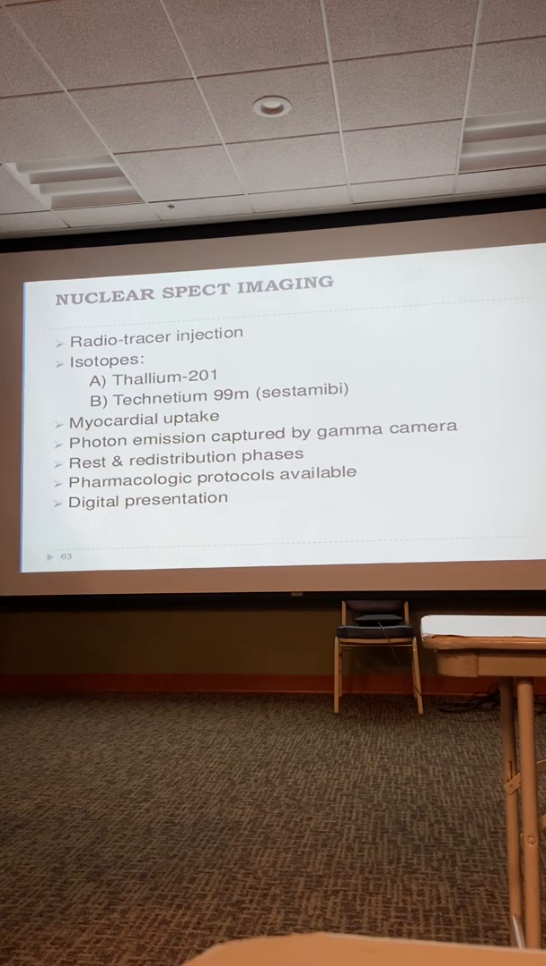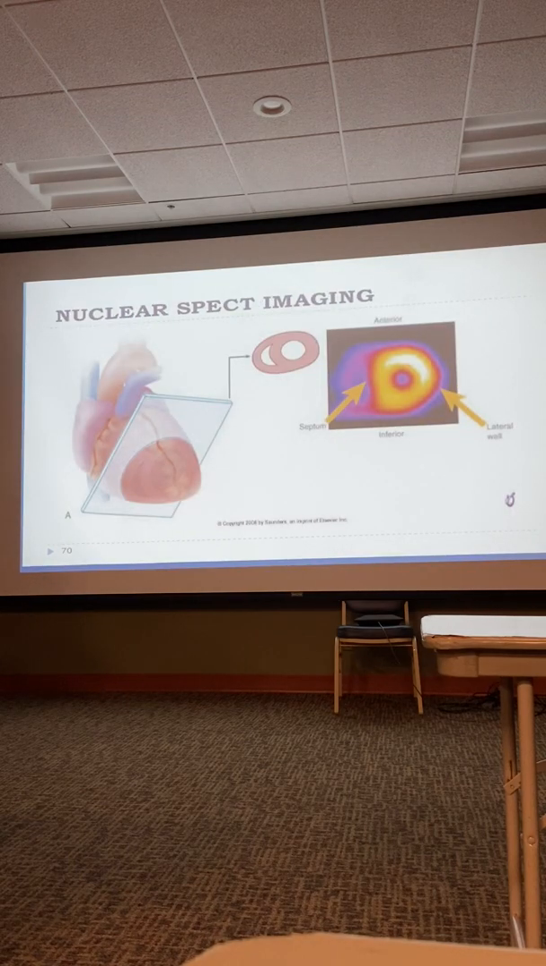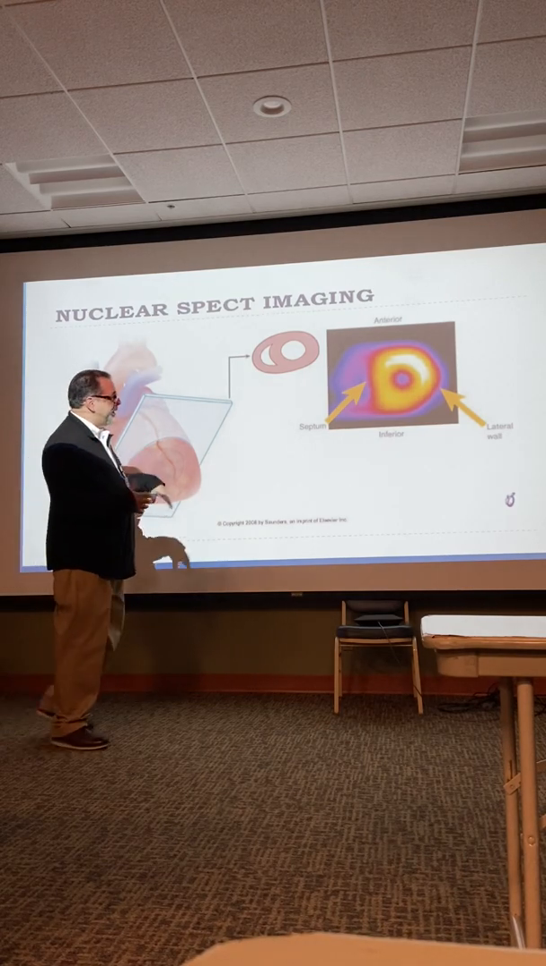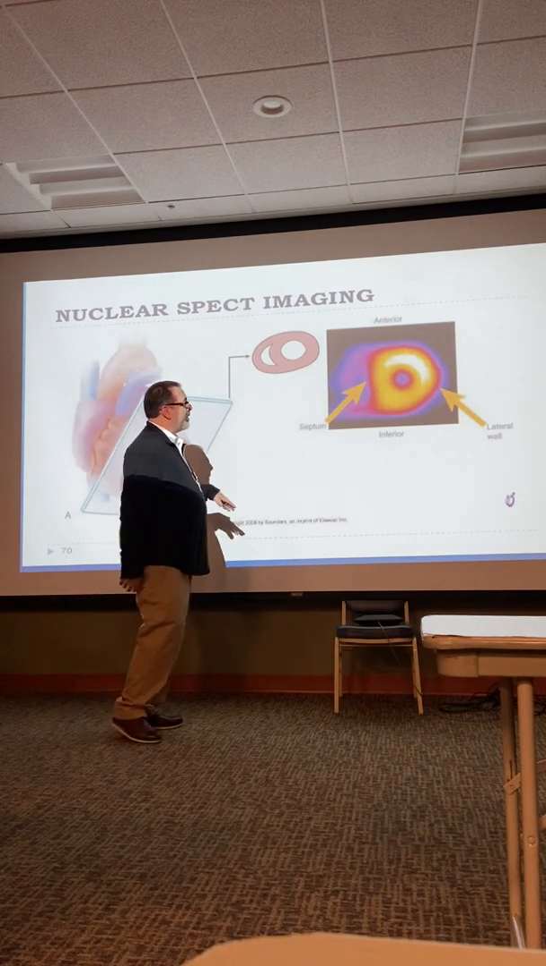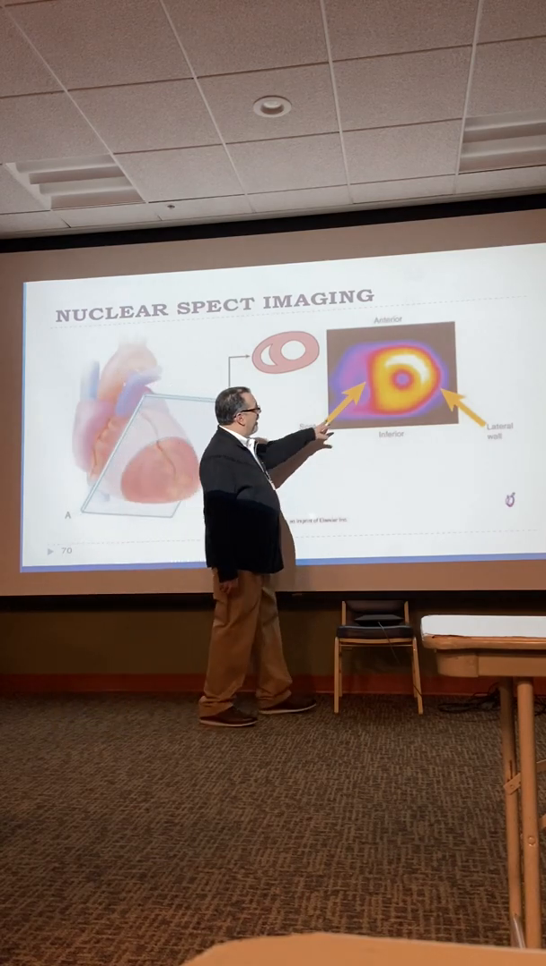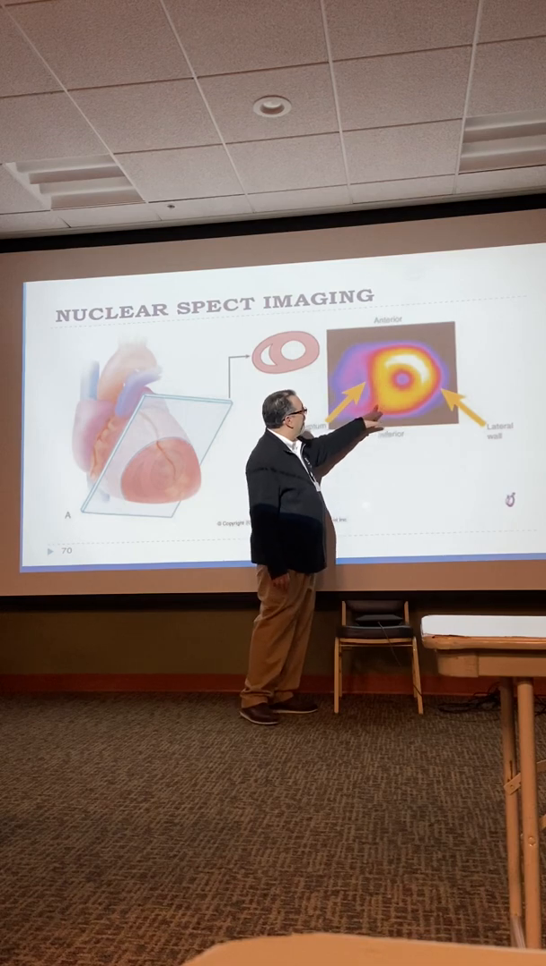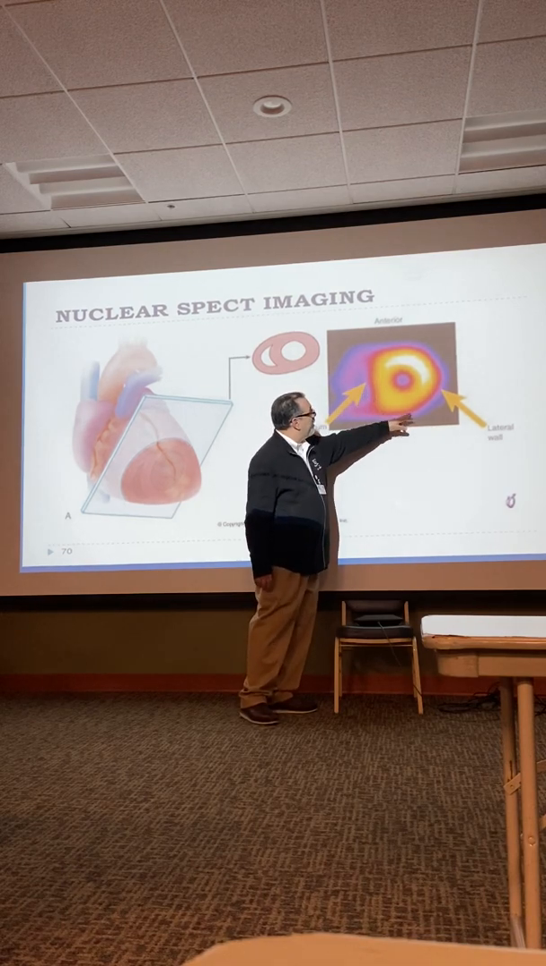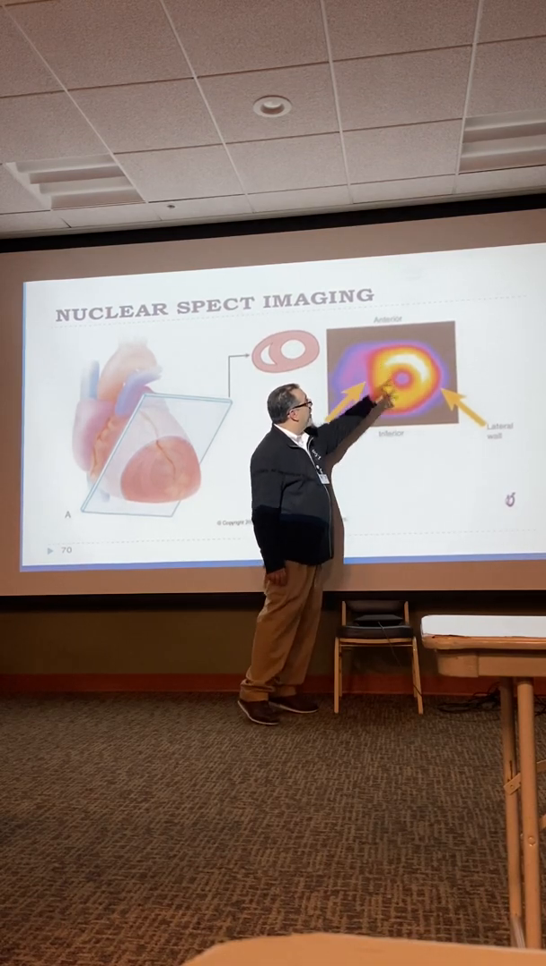Anyway, I'll talk a little more about this. This is the kind of pictures we get from a nuclear scan. When that camera comes around, they do this thing called Fourier transformation, and they reprocess and digitize everything. We get nice 3D pictures and tomograms of the heart. And this is a short axis view of the heart we get from that. And this is the septum, inferior wall, lateral wall, and the anterior wall.